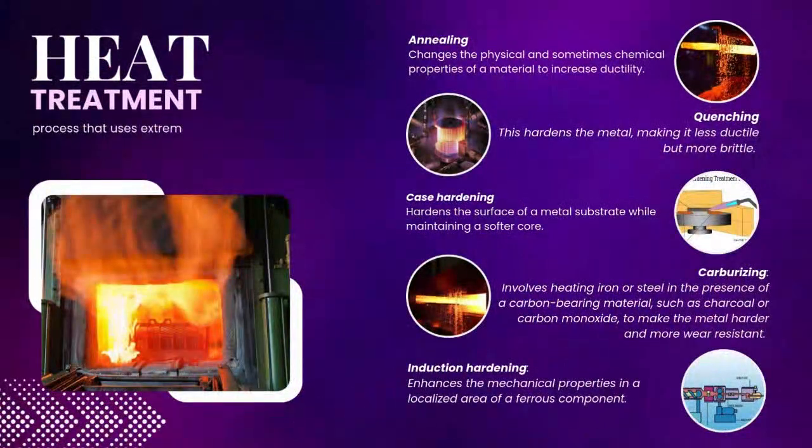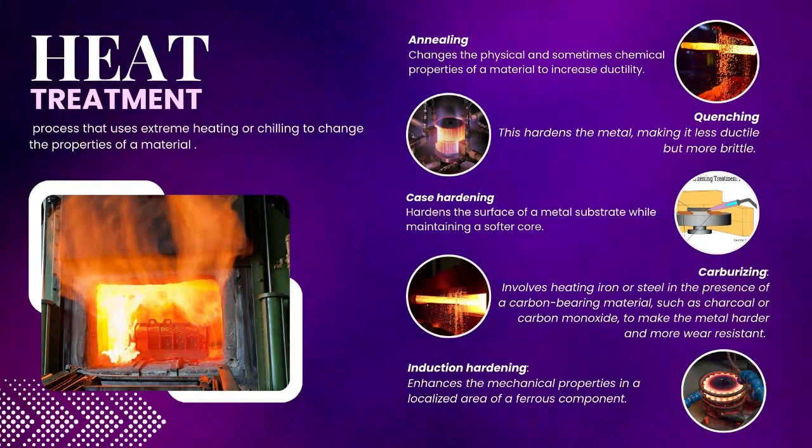Heat treatment is a process that uses extreme heating or chilling to change the properties of a material. There are different techniques of heat treatment such as first, annealing. It changes the physical and sometimes chemical properties of a material to increase ductility. Second, quenching. This hardens the metal, making it less ductile but more brittle.